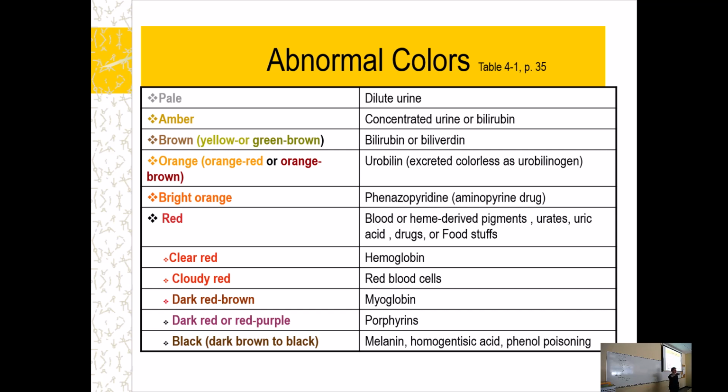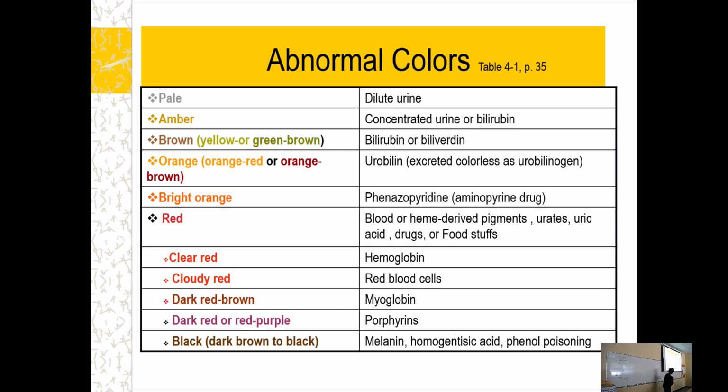Or phlebotomy probably. Bilirubin, when you get that icteric serum, it's that same color in the urine when it's high in bilirubin. If it's brown or yellow or green-brown, it can be bilirubin or biliverdin. That's a breakdown of the bilirubin. We'll learn about that a little bit later too. When it's orange, like an orange-red or an orange-brown, a lot of times that's going to be urobilin.